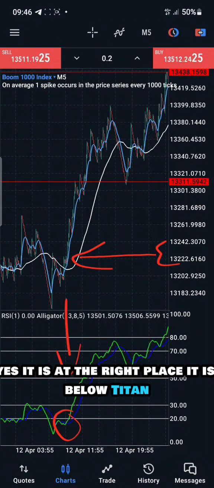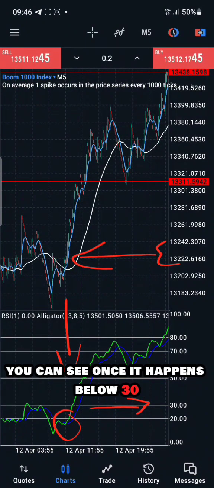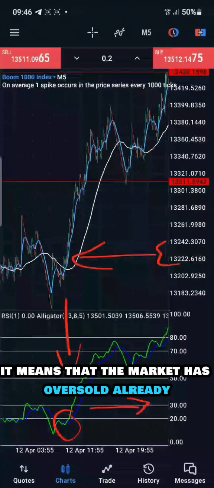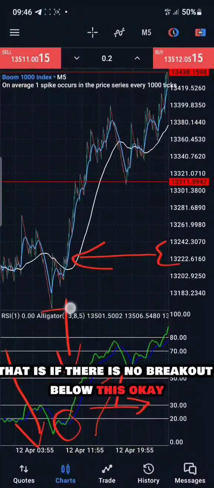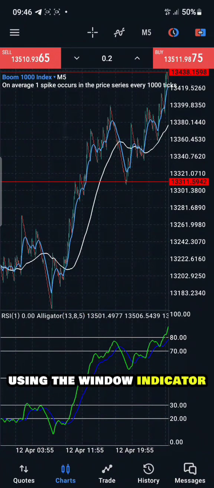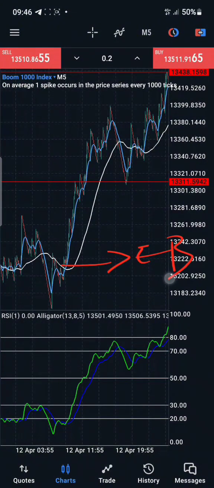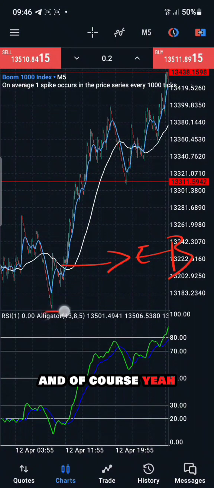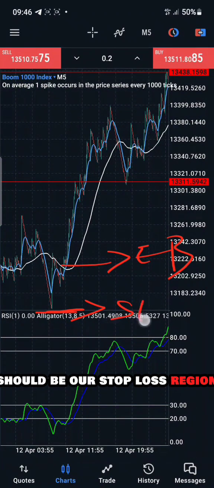Yes, it is at the right place. It is below 30. You can see once it happens below 30, it means that the market has oversold already, so it is now time for it to buy. That is, if there is no breakout below this. Once we have been able to confirm it using the window indicator, this should be our entry point for a buy, and of course here should be the support zone, our stop loss region.